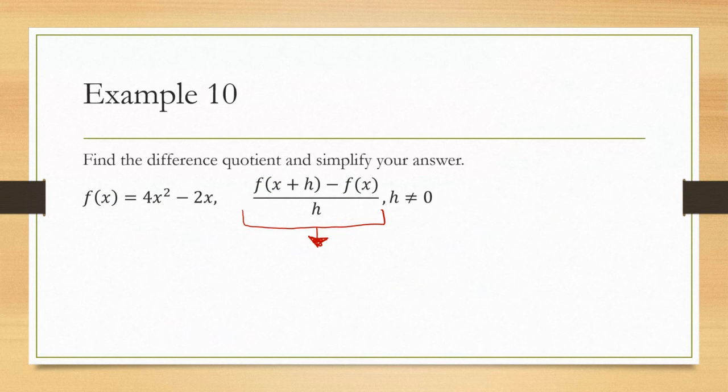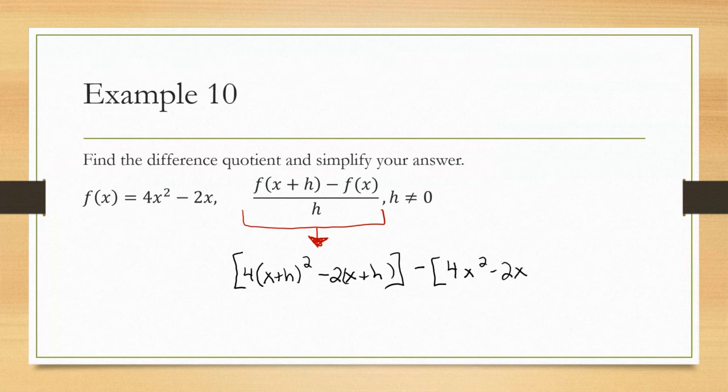So first, f of x plus h means I need to replace my function, everywhere I see x, with x plus h. So that is f of x plus h right there. And I can put that just in brackets so you can see that's f of x plus h. Then we want to subtract f of x. So I can put this in brackets again just so you can see the two pieces there. And then it's all over h.